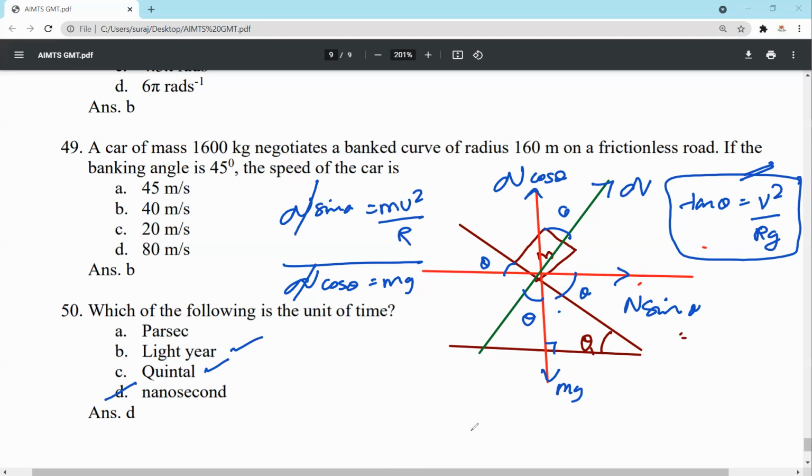Next. Thank you, students. Paper was very easy. I think you must have attempted a minimum of 40 to 42 around. Yes. Thank you.